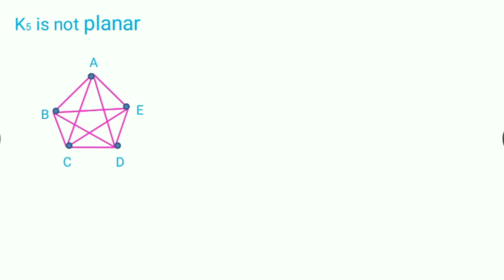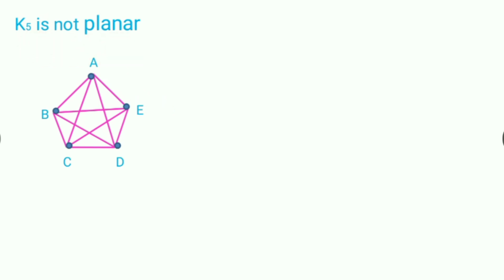K5 is not planar. You can see this is K5. K5 is a complete graph having 5 vertices, and in a complete graph every vertex is joined with every other vertex. So vertex A is joined with B, C, D, E. Vertex B is joined with A, E, C, D. Similarly, C, D and E are each joined with all other vertices. So this is a complete graph having 5 vertices, and it is not a planar graph.